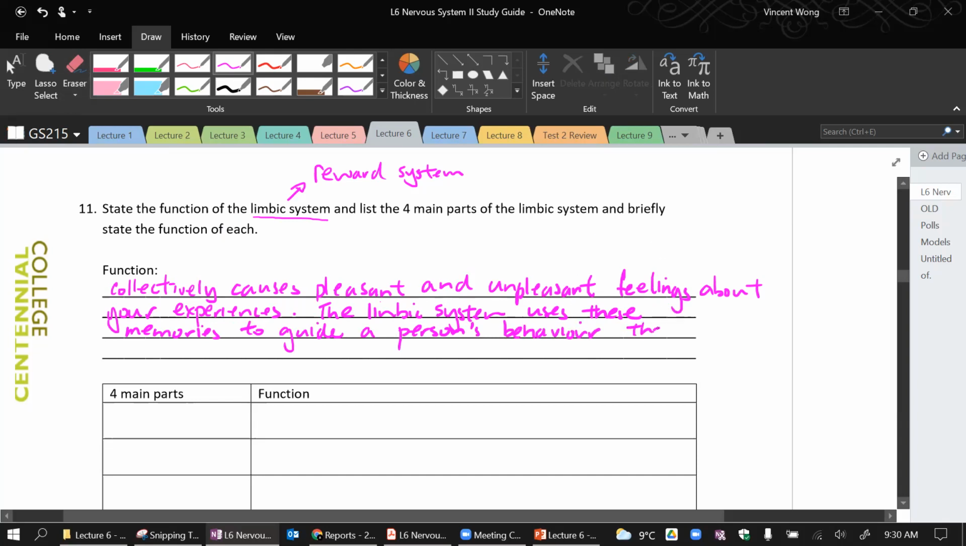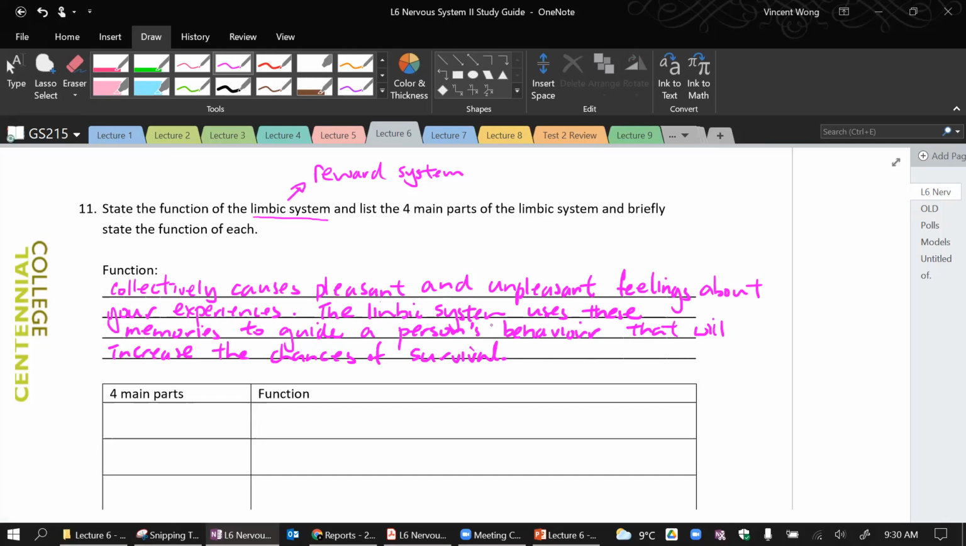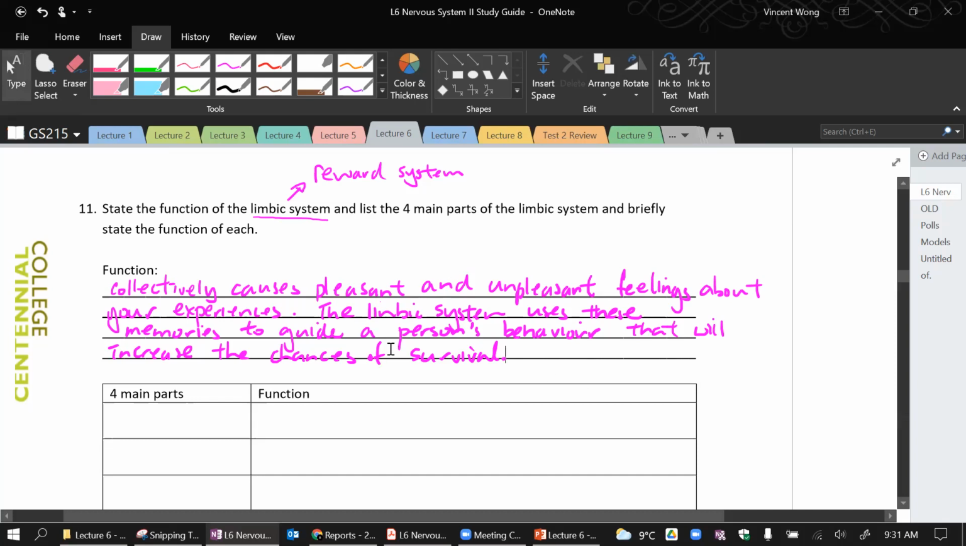That will increase the chances of survival. Okay, so the limbic system is not really what it used to be anymore. If you think about our ancestors living in the wild, in caves, there are so many dangers out there. So the limbic system is going to be very active to help increase the chance of survival.